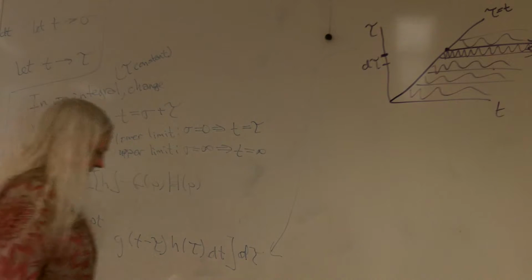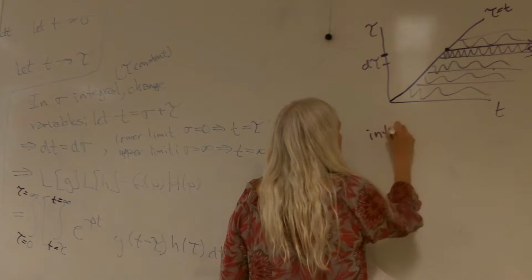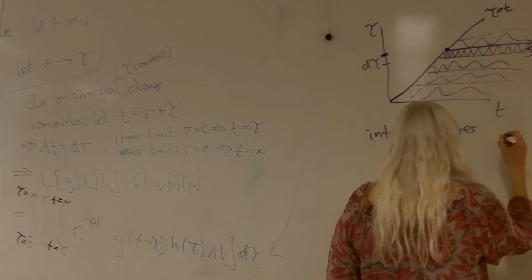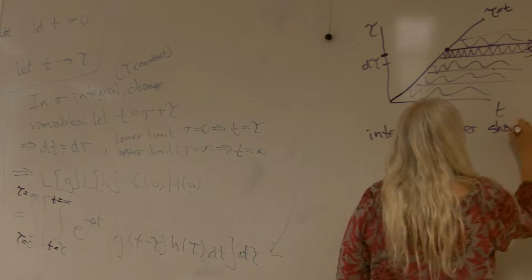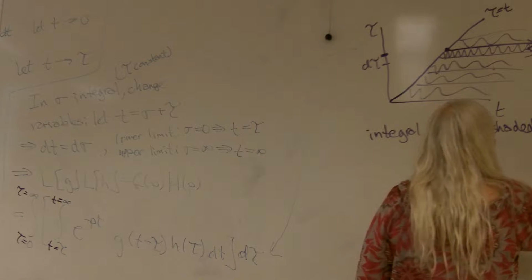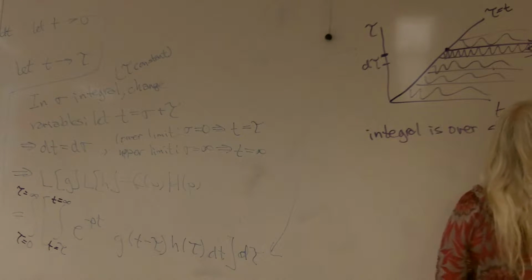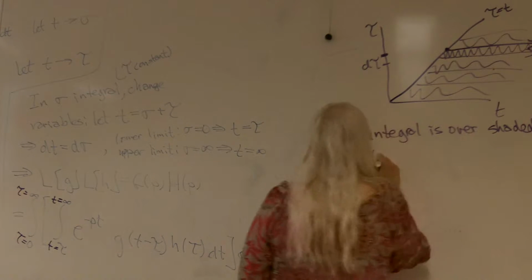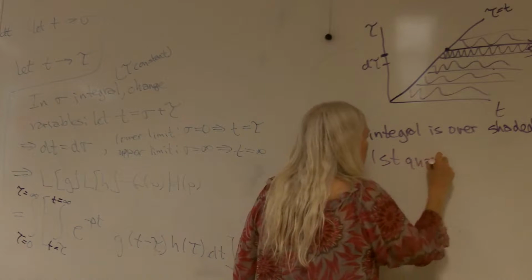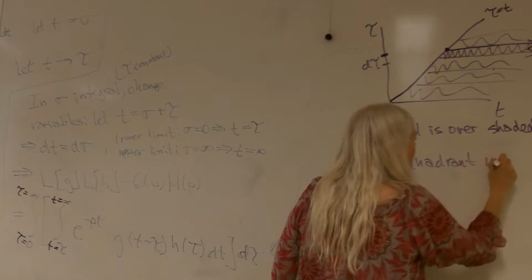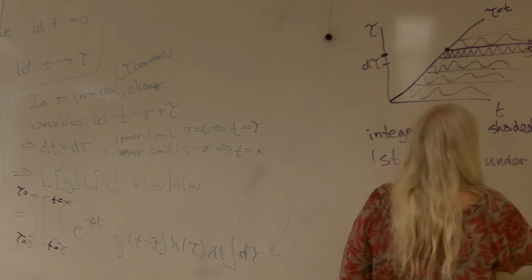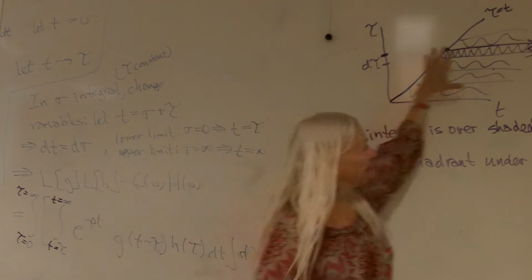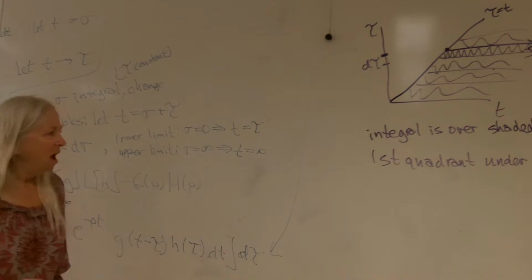But in any case, we could say that this integral is over this shaded area. In other words, this triangle in the first quadrant located under the line tau equals t. Right, that's sort of a triangle that goes off to infinity in that direction.